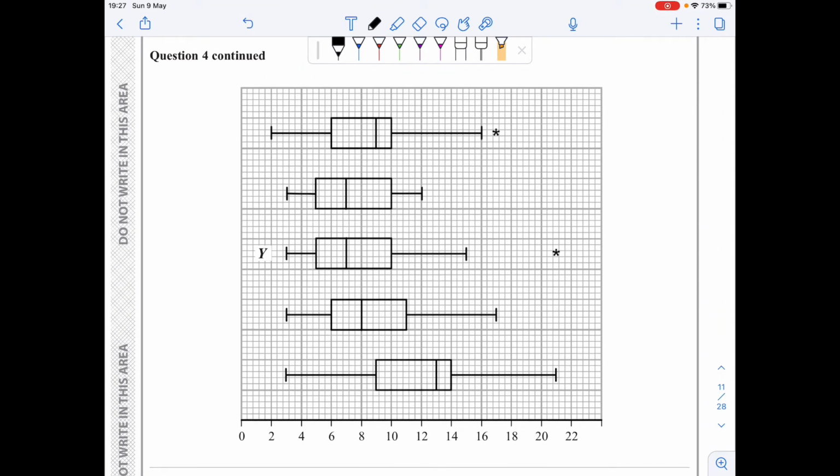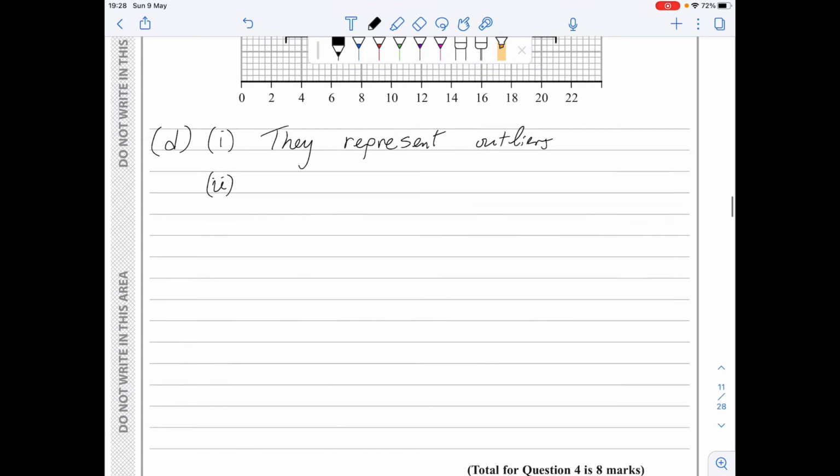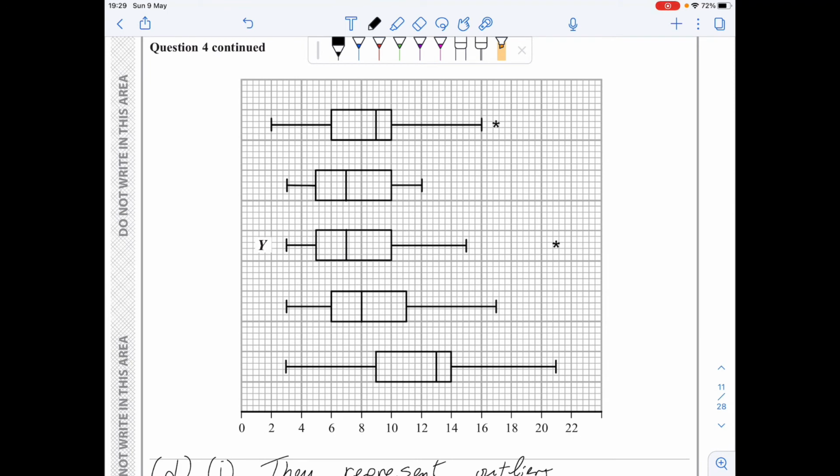Then in part D, I need to first state the meaning of the star, and then secondly and most importantly, I need to find which of the months in table 2 is most likely to be summarized by the box plots marked Y. So for the first part of my answer, the stars represent outliers. And then for the second part, let's investigate these box plots.